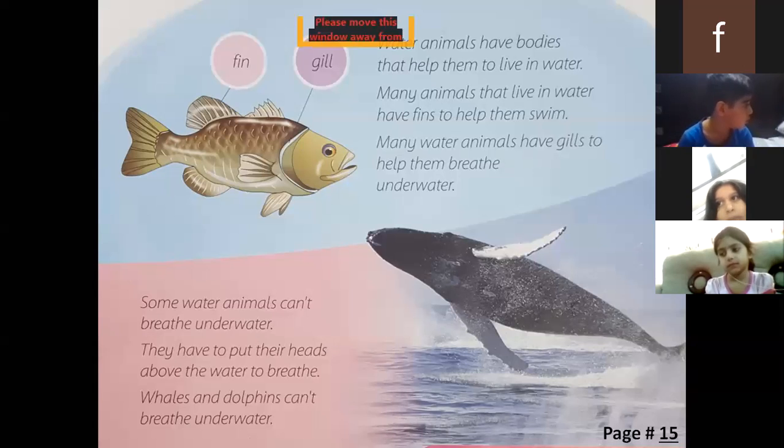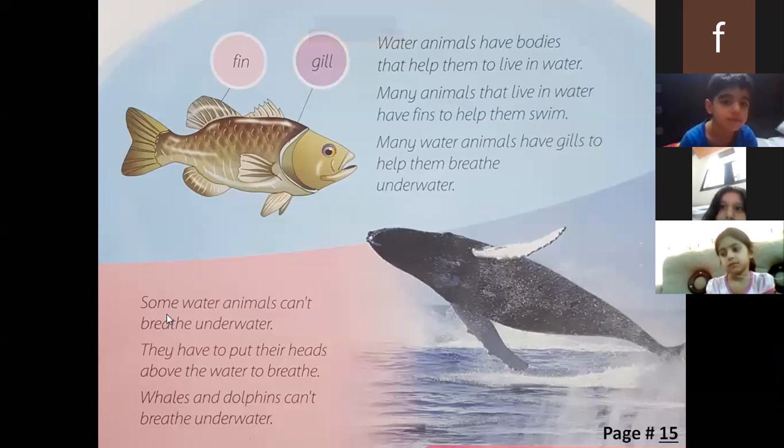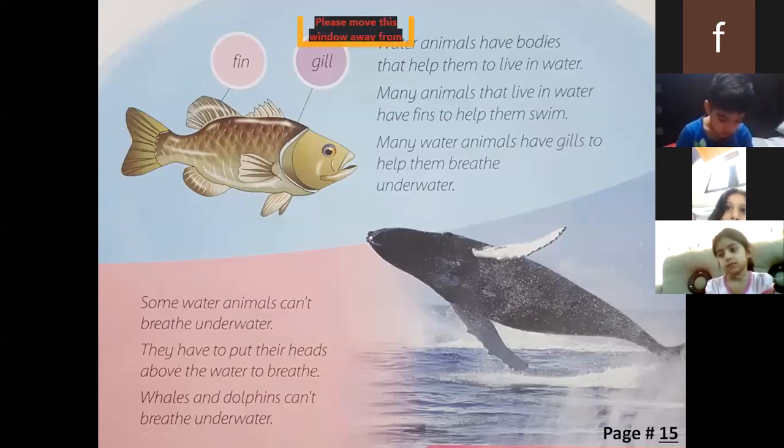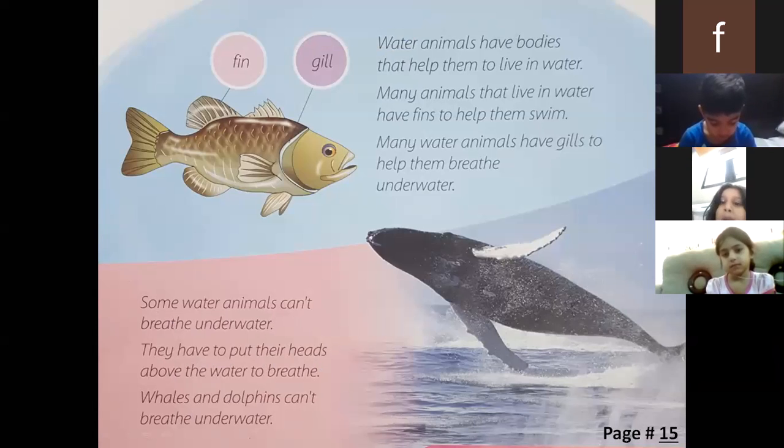But it's not the same for all the animals. It's only for many water animals, okay? So let's see what's here. Some water animals can't breathe underwater. If they live in water but can't breathe underwater, what do they do? Let us see this. They have to put their heads above the water to breathe.